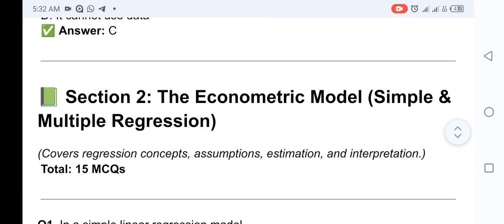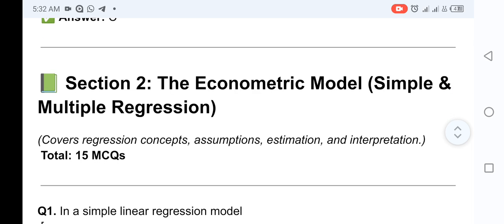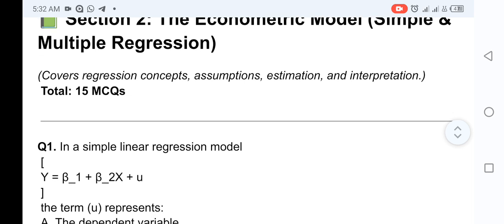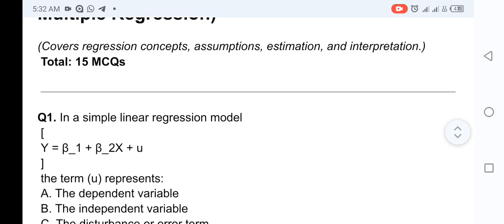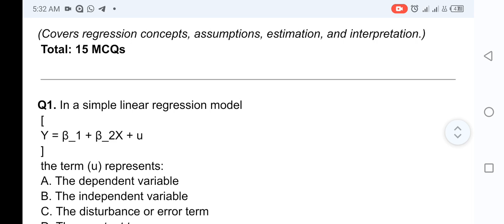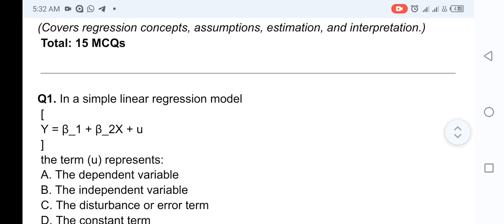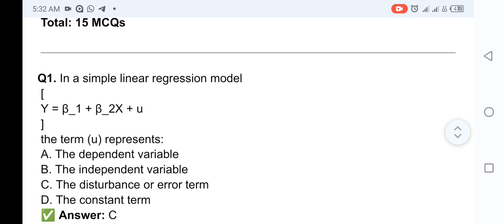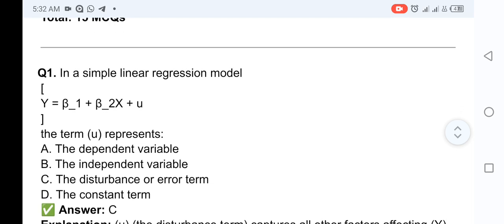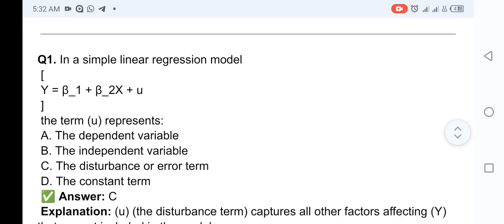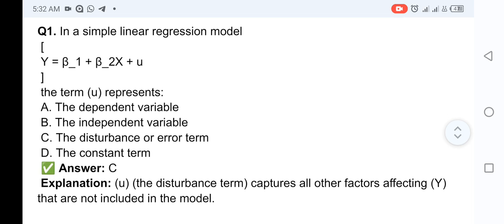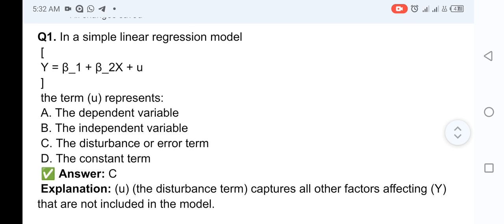Total, 15 MCQs. Q1. In a simple linear regression model, y = β1 + β2x + u, the term u represents A. the dependent variable, B. the independent variable, C. the disturbance or error term, D. the constant term. Answer: C. Explanation: u, the disturbance term, captures all other factors affecting y that are not included in the model.